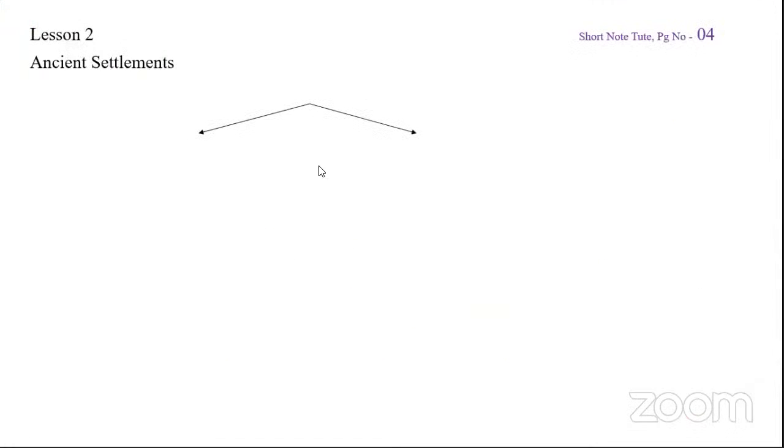So the lesson is ancient settlements. Here we will be discussing how Sri Lanka was settled and what were the ages that we have to be keen on regarding the evolution of humankind in Sri Lanka. Now see the prehistoric era. What is the prehistoric era? We can divide it into two times: the Stone Age and the protohistoric time period.